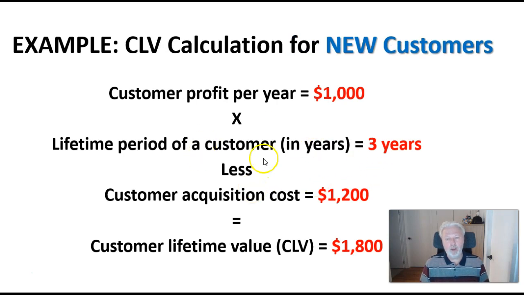So as a simple calculation, let's just say we make $1,000 per year per customer. We keep them for an average of 3 years. That gives us $3,000. It costs us $1,200 through various means and campaigns to acquire them. So their net value to us is $1,800.